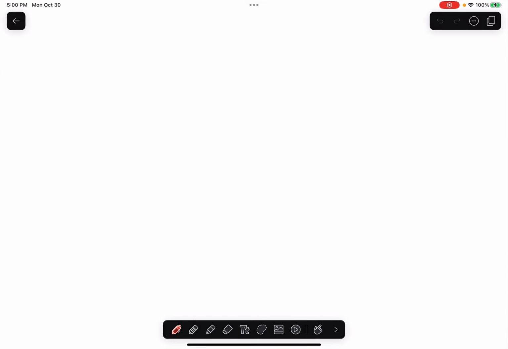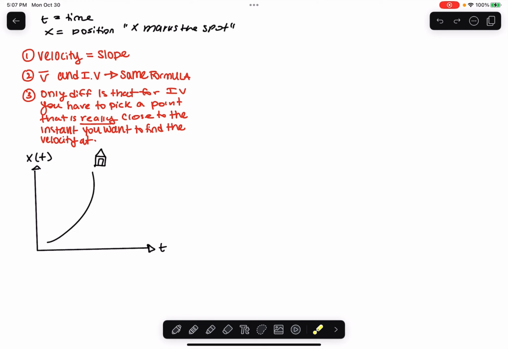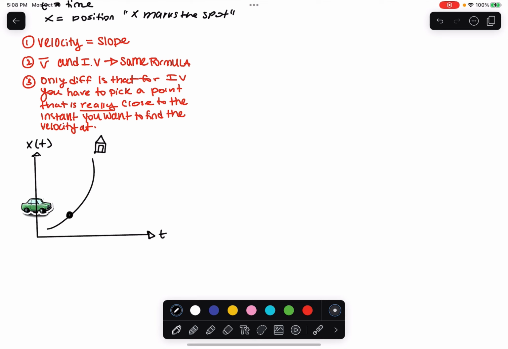In this video, we're going to be doing some examples on how to find average, estimated instantaneous velocity, and exact instantaneous velocity. And recall, in the last video, I proved to you 4 points, and here they are. On the x-axis, we would have time, and on the y-axis, we would have the position at every point in time. So in this case, t is equal to time, and x is equal to position. Let's say that this graph represents the journey all the way to your friend's house. This is your car at this specific point in time. We're going to call it t1. And then this is your car at this specific point in time. We're going to call this t2.